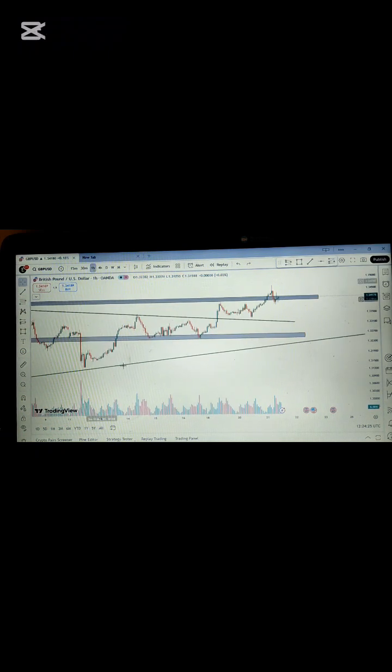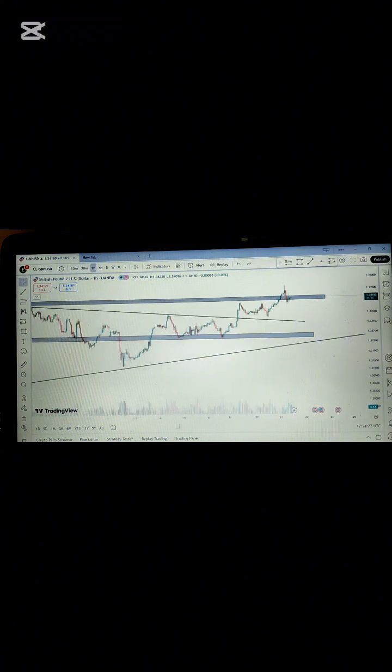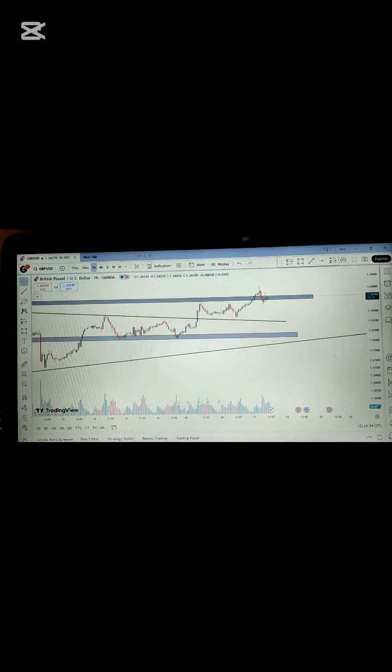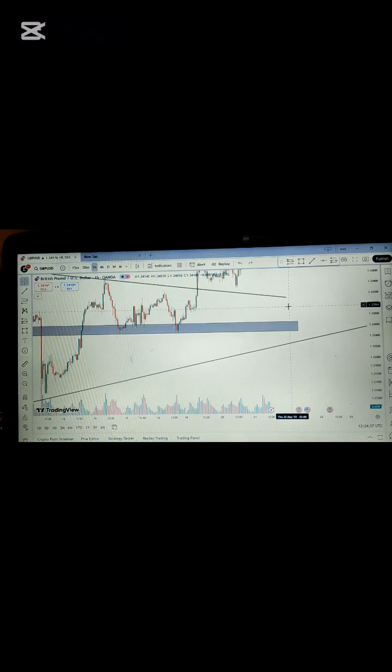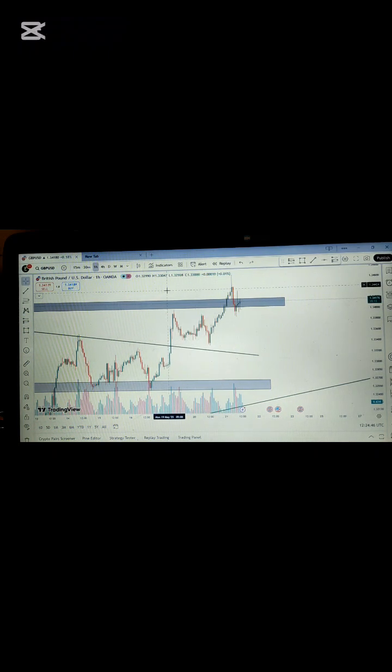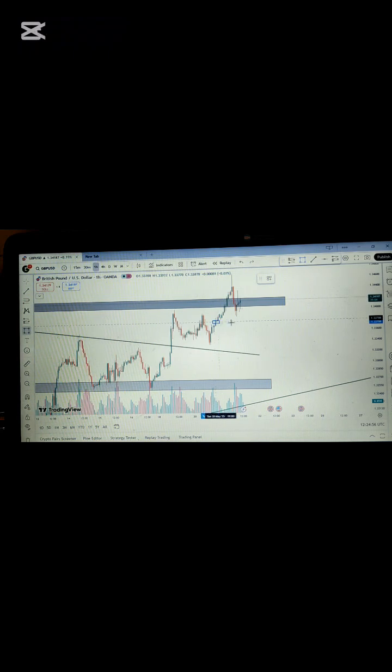What do I go to the 1 hour for? I go to the 1 hour to draw out my zones. I'll try to zoom in so that we can see it properly. Okay. So I come to the 1 hour to draw out my zone. And now how do I draw out my zone? I draw out the nearest zone to where we are at. So I will draw this out.